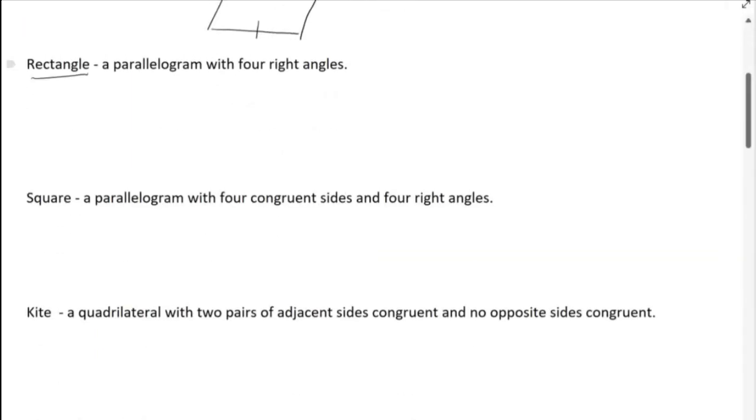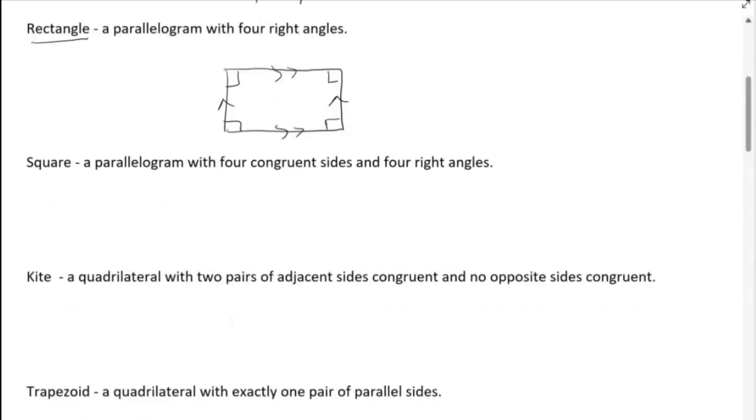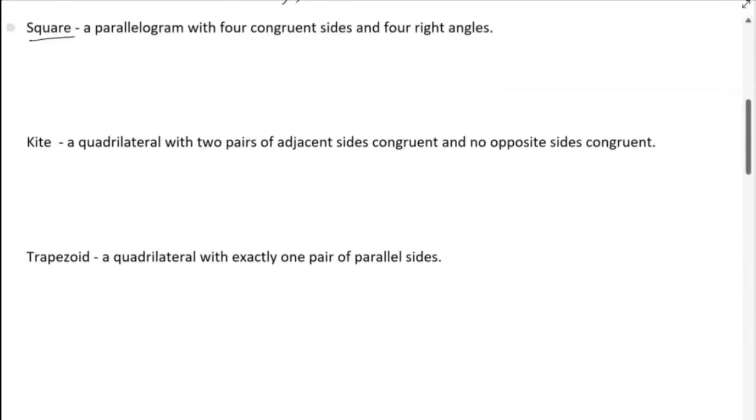All right, next up is your rectangle. This one you should be most familiar with, which is a parallelogram. So we have opposite sides parallel, but also we have four right angles. All right, that's going to define our rectangle for us. Then probably one of our favorite shapes is the square. So the square is a parallelogram with all four sides congruent and also four right angles.